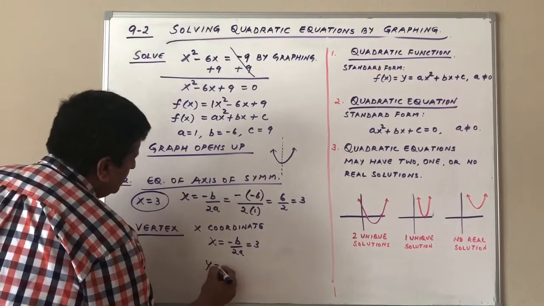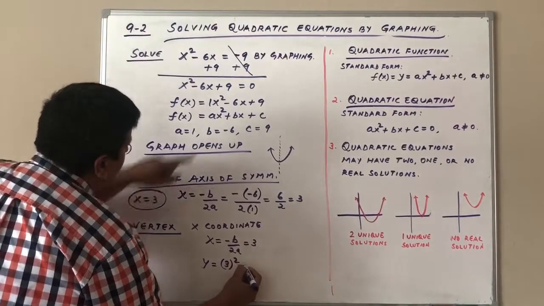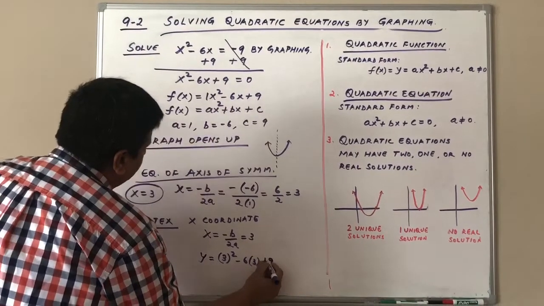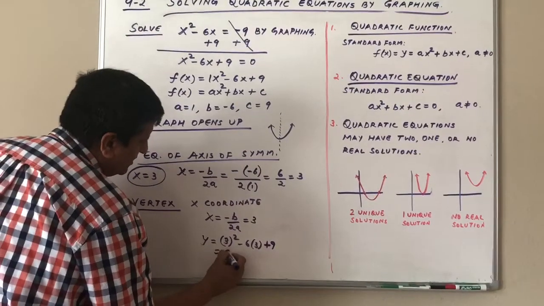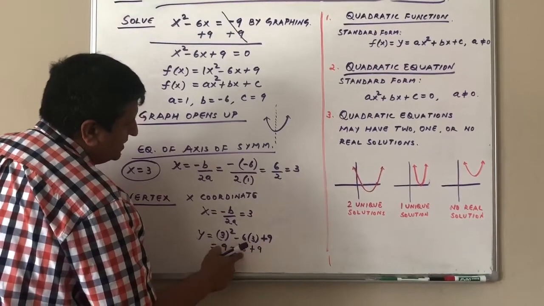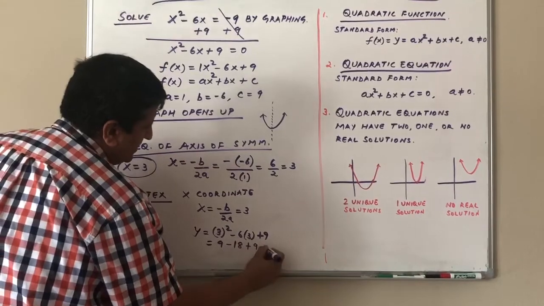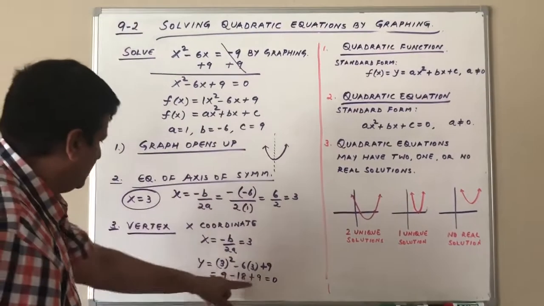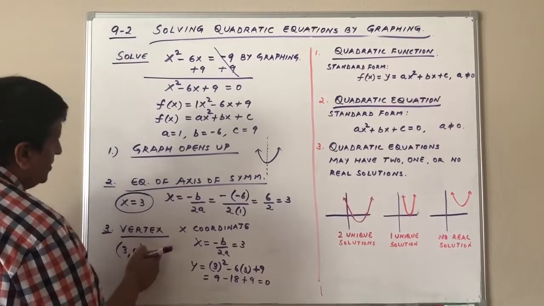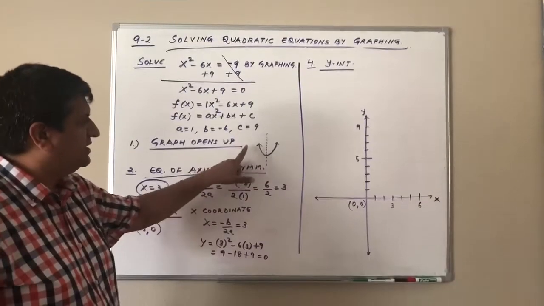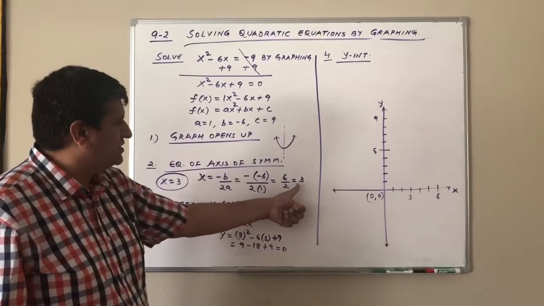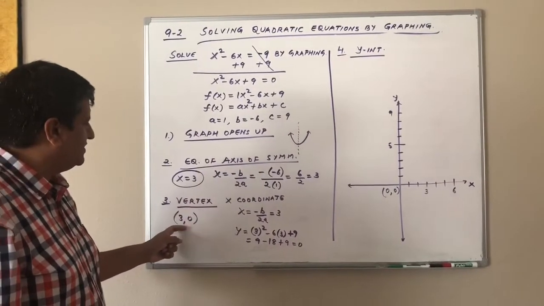So y equals 3 squared minus 6 times 3 plus 9. 3 squared is 9, 6 times 3 is 18, plus 9. Now 9 minus 18 is negative 9, plus 9 is 0. So y equals 0. So the vertex of the graph of this equation is going to be at (3, 0). We know that this graph is going to open up, the equation for the axis of symmetry is x equals 3, and the vertex is at (3, 0).